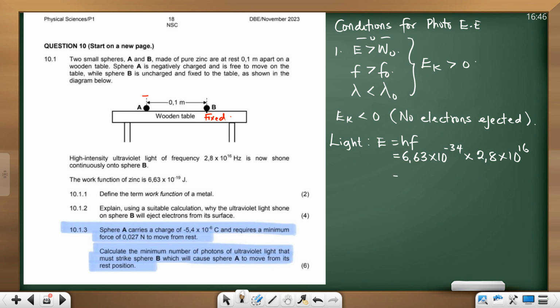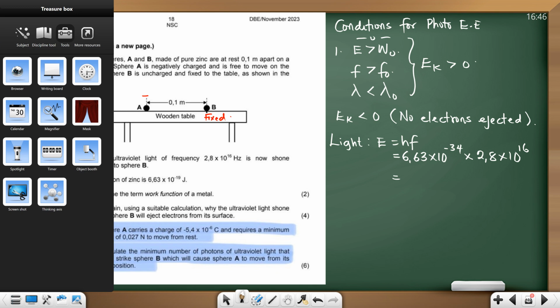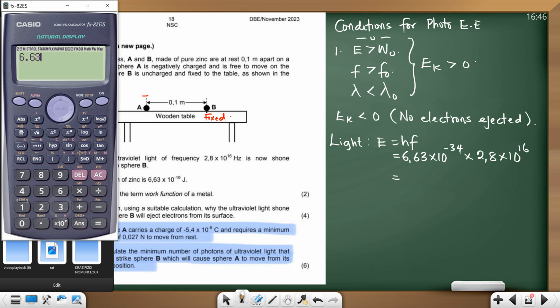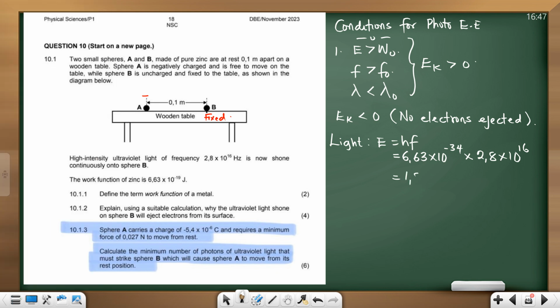Somebody wants to help me with this answer? Let me just do it, because the network is unstable, so it might delay. But confirm with me: 6,63 times 10 to the power negative 34 times 2,8 times 10 to the power 16. All right, is that what we have? Just give me a thumbs up. Thank you, guys. 1,8564 times 10 to the power negative 17. That's what I have, joules of energy. Let's compare that to 6,63.